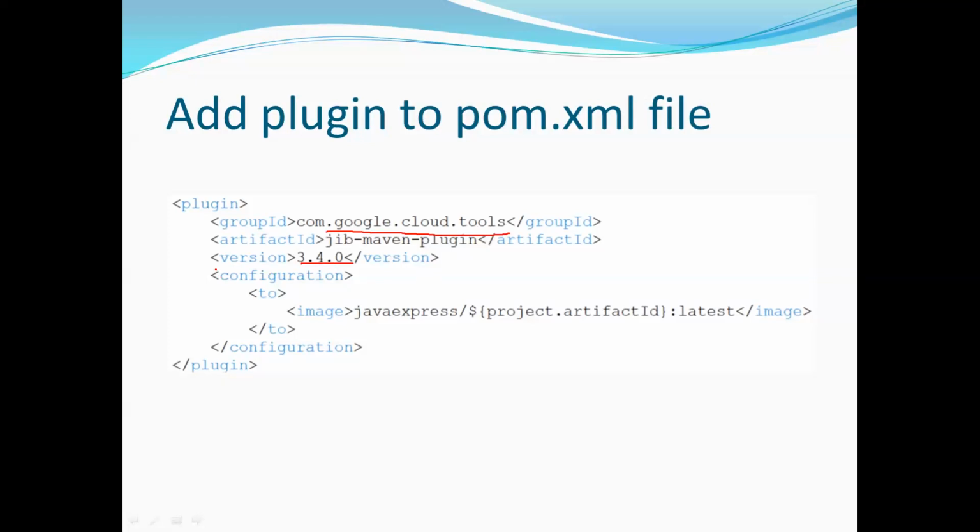And here one more tag is available, the configuration. If you have a Docker account and want to tag with your username, Java Express is my username, and whatever your project is running on, the artifact ID will be replaced here. This is your application name. If you want to replace it with a different name, yes, you can. And I want to generate the latest version. If you want to change the version, you can change it here as well. This is the plugin you need to add in the pom.xml file.